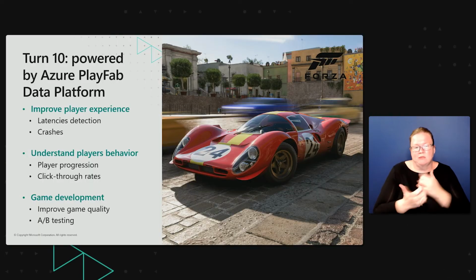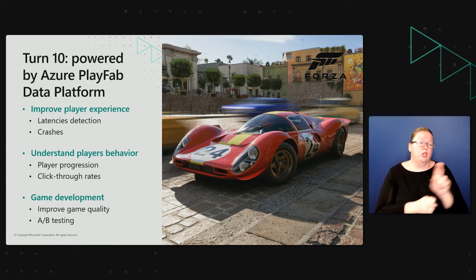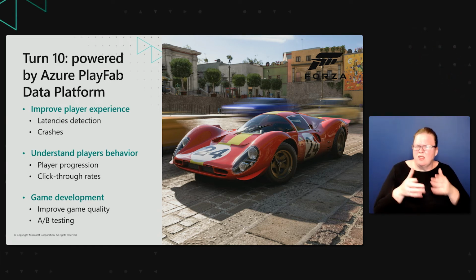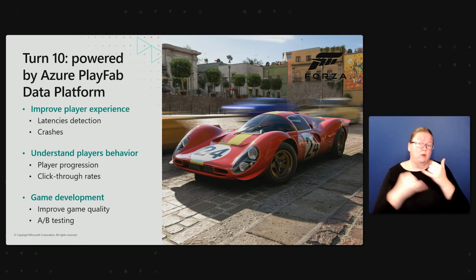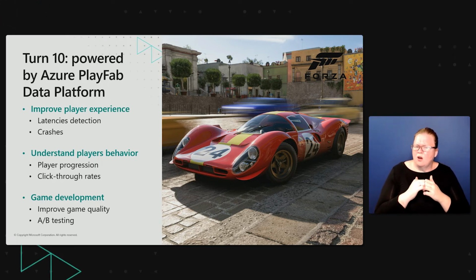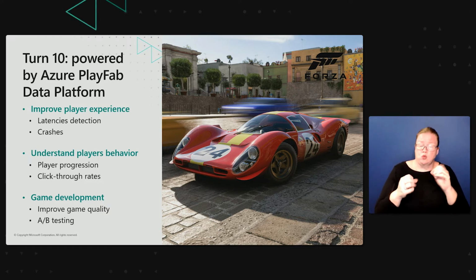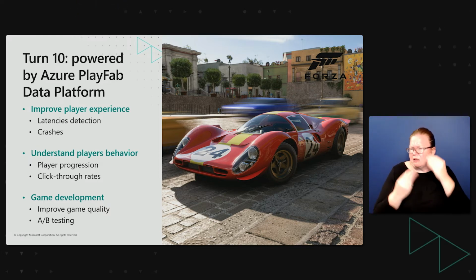I'm going to talk a little bit about how PlayFab bring your own storage enabled Turn 10 data engineers to gather insights from the data. So Turn 10 studios use data and derive insights from data to do multiple things, and one of them is to improve player experience. For example, the game can be slow in some regions or some platforms, so we use telemetry data to capture that information and diagnose how we can improve the latencies and which specific platforms are affected by the issue and whatnot.